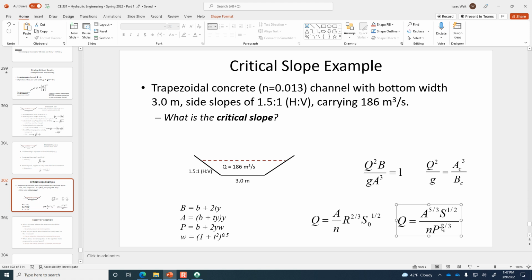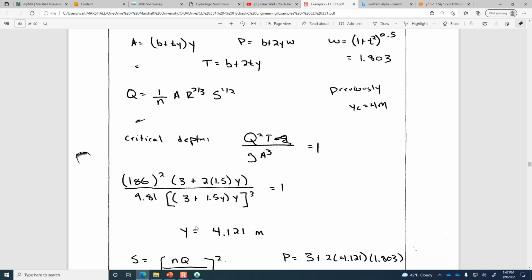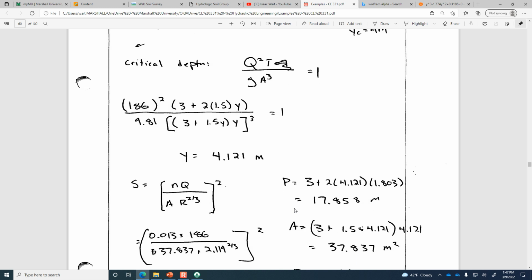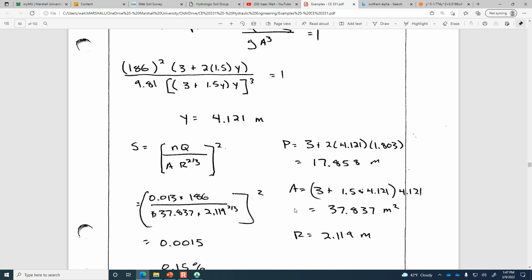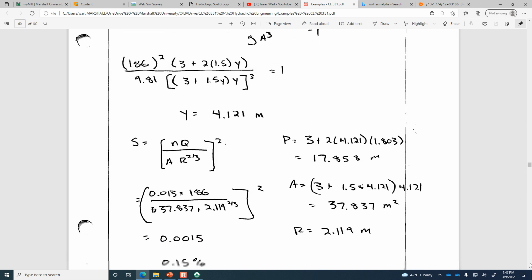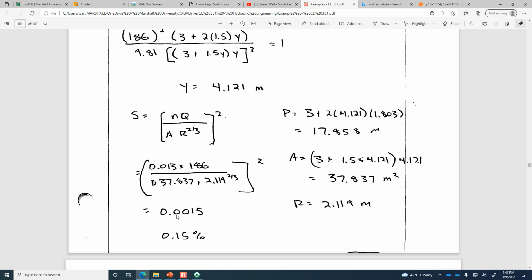Okay, so when we determined that the critical depth is 4.121 meters, then we can find the wetted perimeter, the cross-sectional area, put those things in, hydraulic radius, and the critical slope is 0.0015. So 0.15% is the slope that would cause critical flow through this channel. Okay, so that is critical slope and some additional practice having to do with specific energy.